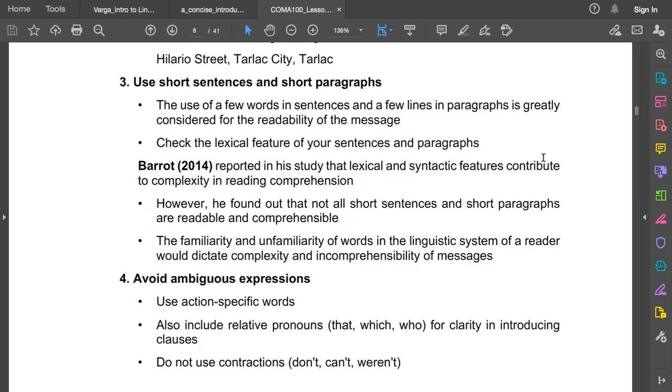However, not all short sentences and short paragraphs are readable and comprehensible, so make it a point that if it's short and simple, see to it that everything is expressed properly and comprehensively. Consider the familiarity and unfamiliarity of words in the linguistic system of a reader.